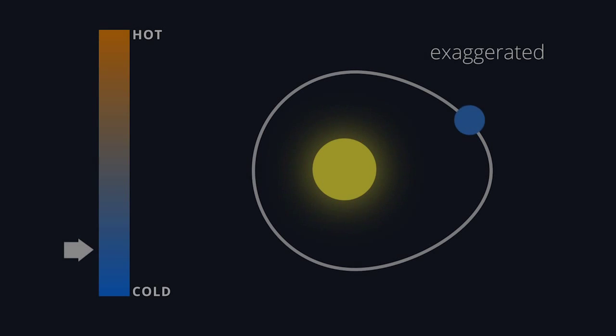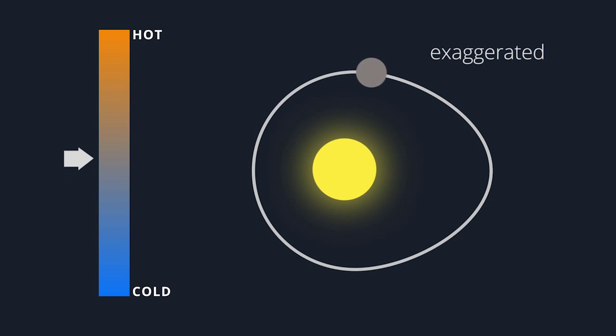Earth circuits the Sun on its slightly elliptical orbit every 365 days, and because of its elliptical orbit, Earth is once in a year closest to the Sun and once it is farthermost. But that is not the cause of the seasons.